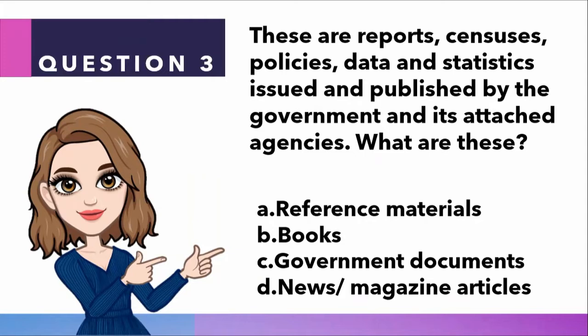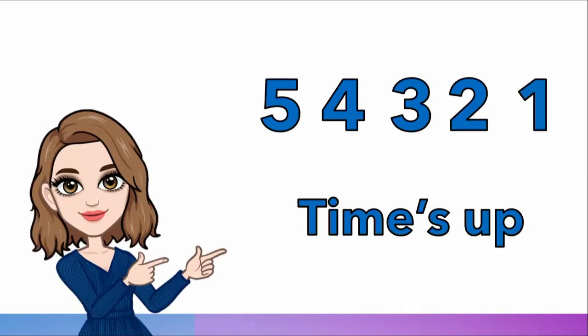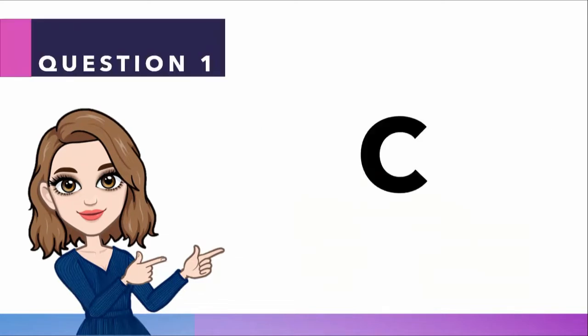Question number 3. These are reports, censuses, policies, data, and statistics issued and published by the government and its attached agencies. What are these? A. Reference materials, B. Books, C. Government documents, or D. News or magazine materials. Time's up. Let us see the correct answer. The correct answer is letter C.